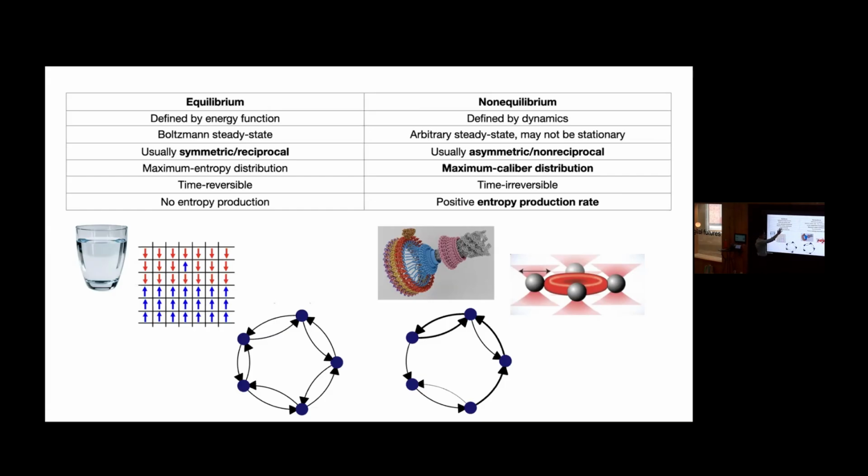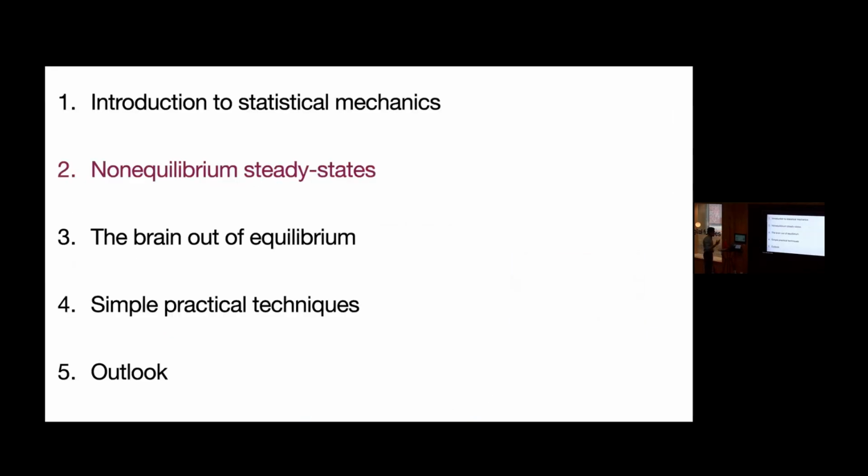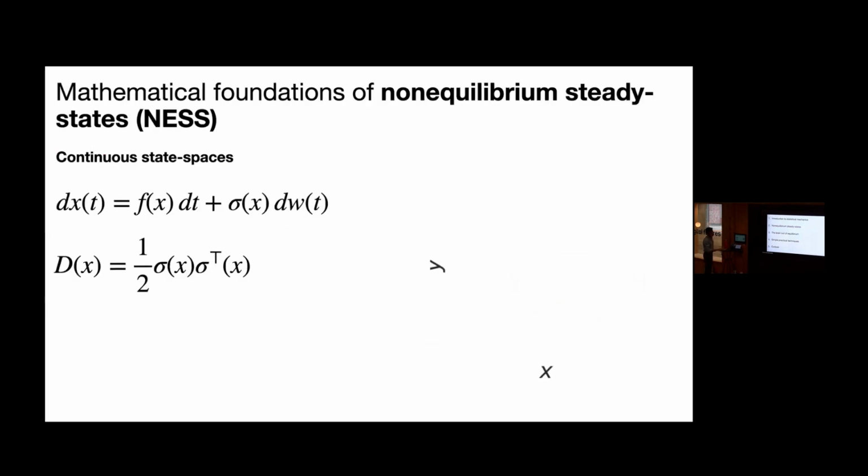So maximum entropy is an equilibrium paradigm, and it's been used a lot to analyze neural data. Maximum caliber is a non-equilibrium extension, which is somewhat more complicated. These are time reversible and therefore have no entropy production. And these are time irreversible and have a positive level of entropy production. Okay, so now we're going to move on to non-equilibrium steady states and the mathematics behind them. So hopefully everyone's still with me.